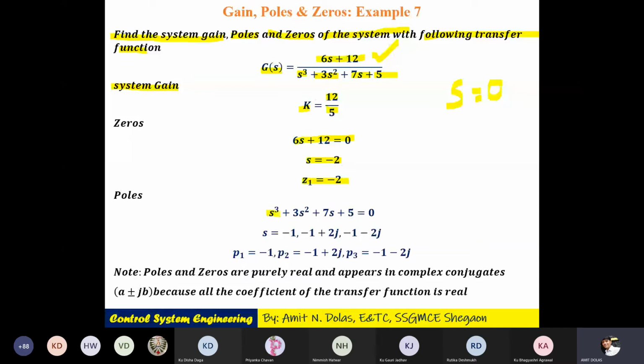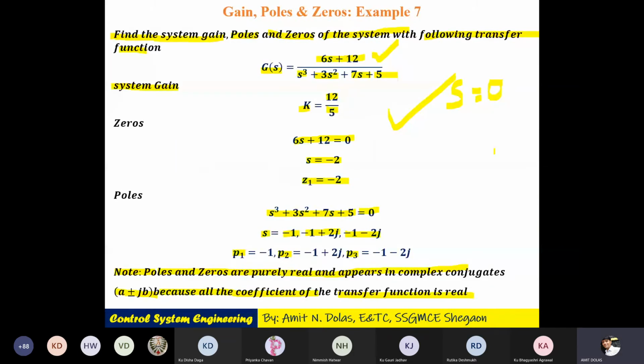For poles, we have to equate the complete denominator to 0. I'll not solve it here. Solving this, you'll get -1, -1 plus 2j, and -1 minus 2j. So there will be 3 poles: P1, that is -1, P2, that is -1 plus 2j, and P3, that is -1 minus 2j. Note, poles and zeros are purely real or appear in complex conjugates, that is a plus minus jb, because all the coefficients of the transfer function are real.